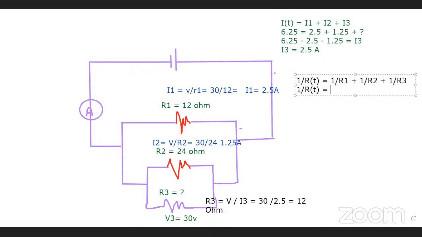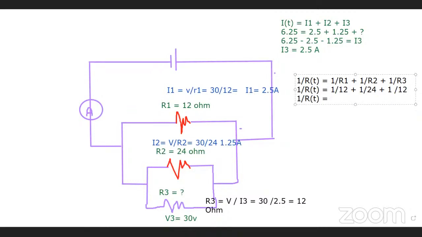Okay. 1 over what is the value of R1? 12. 1 over 12 plus, what is the value of R2? 24. Yes. What is the value of R3? 12. Yes, 12.